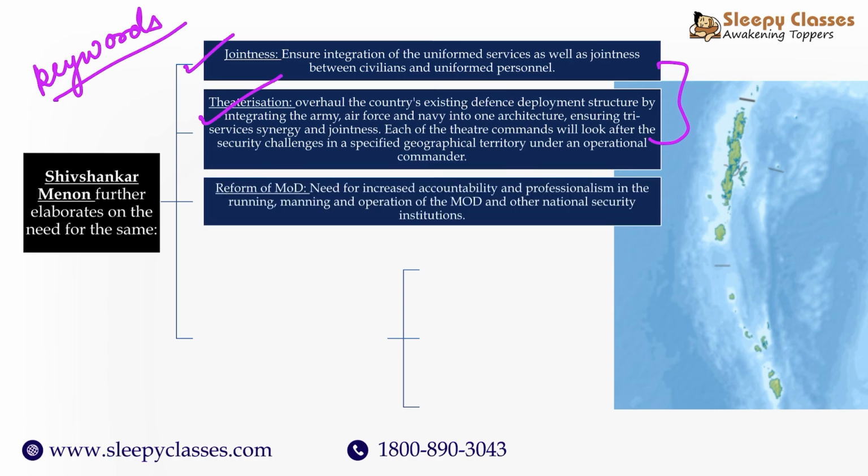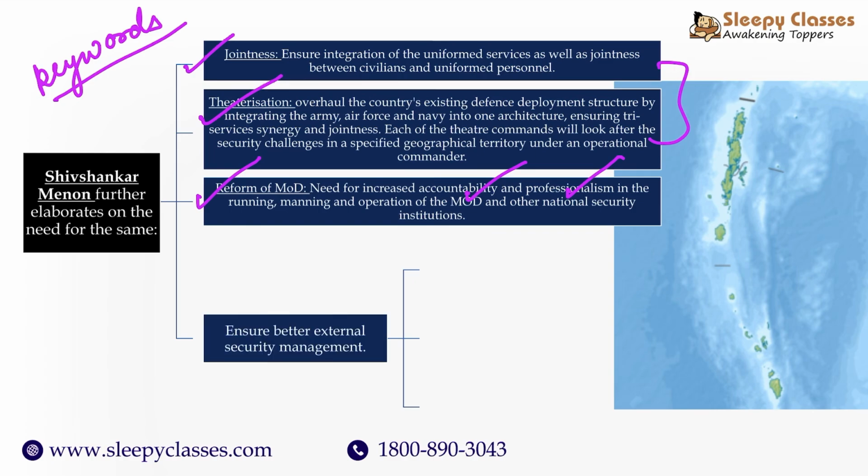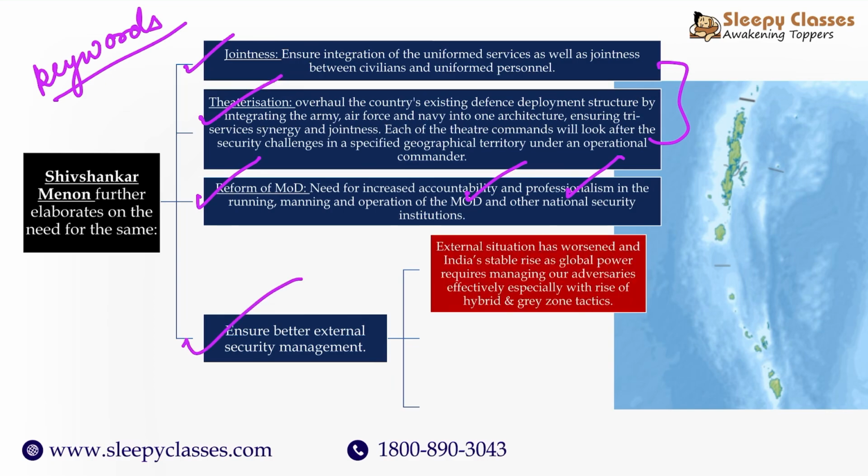Then he says that there is a need to reform the Ministry of Defence also, to ensure increased accountability as well as professionalism. Plus, the way in which the Ministry of Defence is run should ensure that national security institutions have enough autonomy, enough accountability, and enough resources to ensure that all the demands of national security are catered to. Plus, they say that this will also end up ensuring better external security management.